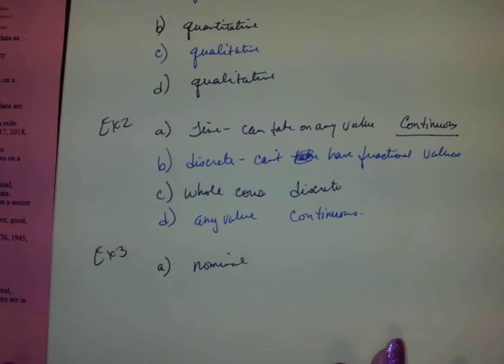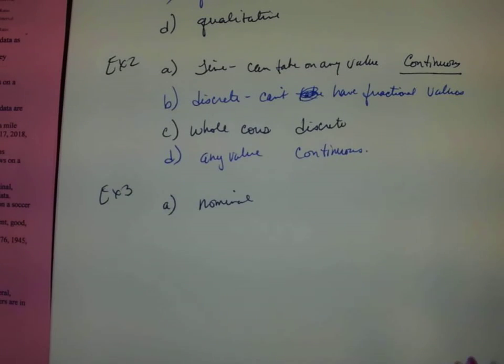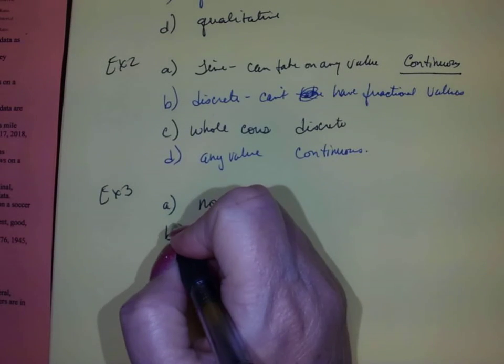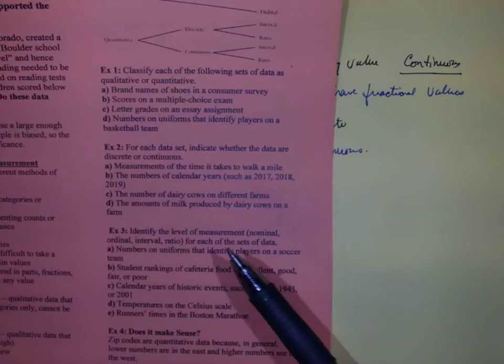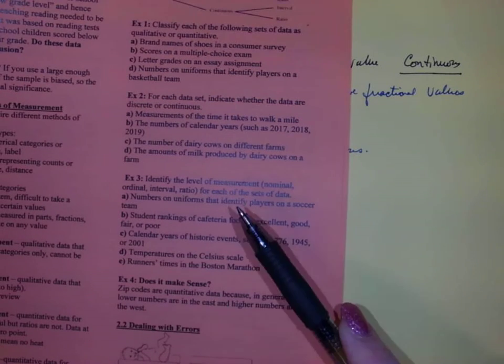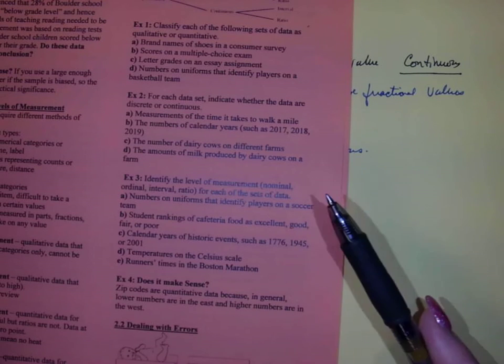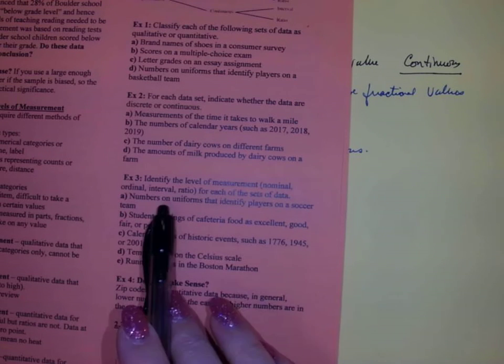So part B. B has the student rankings of cafeteria food as excellent, good, fair, or poor. So this, I mentioned earlier, is going to be a qualitative type of thing. You can't make like an interval over it. You can't have a fractional kind of thing. This is just another type of label. But it actually can have an order as far as excellent, good, fair, or poor. There's an order in that. And that will make it ordinal because the order does make a difference.